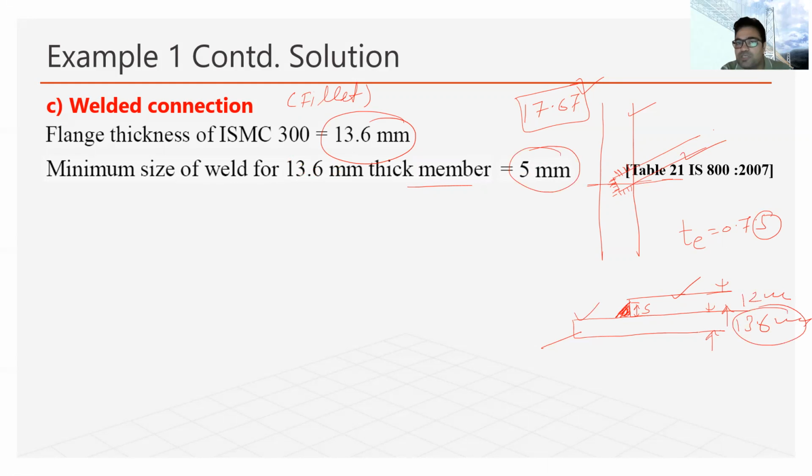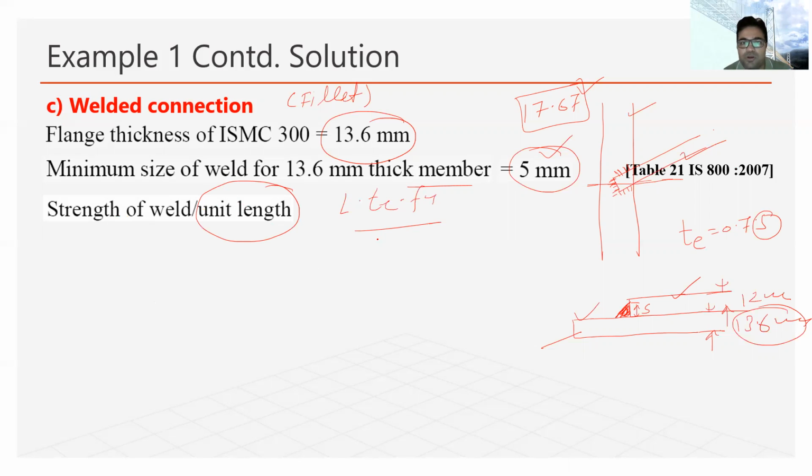So we will adopt this size, and based on this size we will find out the length of weld. For that, we will find out the strength of weld per unit length. For a unit length, what will be the strength of weld when we use this size of weld? I hope you remember the strength formula for welding we generally use: L into TE into FU upon root 3 into gamma MB. So here we are calculating for the unit length.